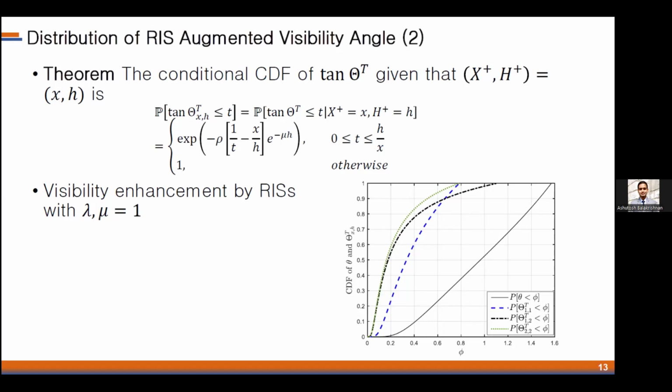This figure illustrates the comparison of the distribution of theta and theta xh, which are the blockage angle without and with RIS. This line is the CDF of the blockage angle without RIS, and these three lines are the blockage angle with RIS. From the stochastic dominance, we can see that without RIS, the blockage angle will be larger, from what we can see from this figure.